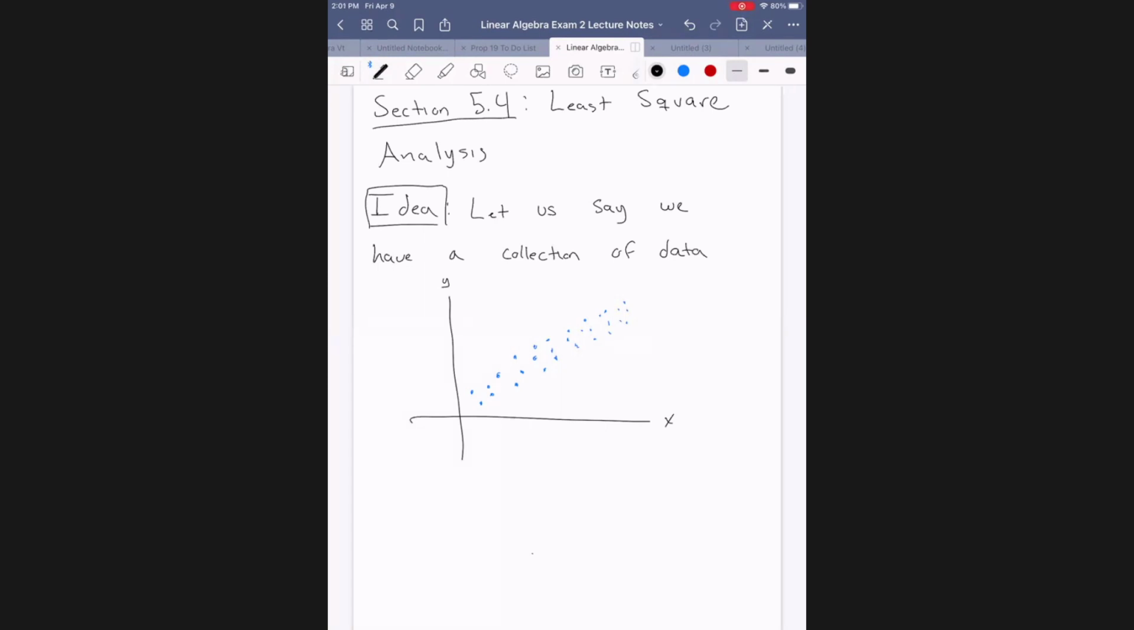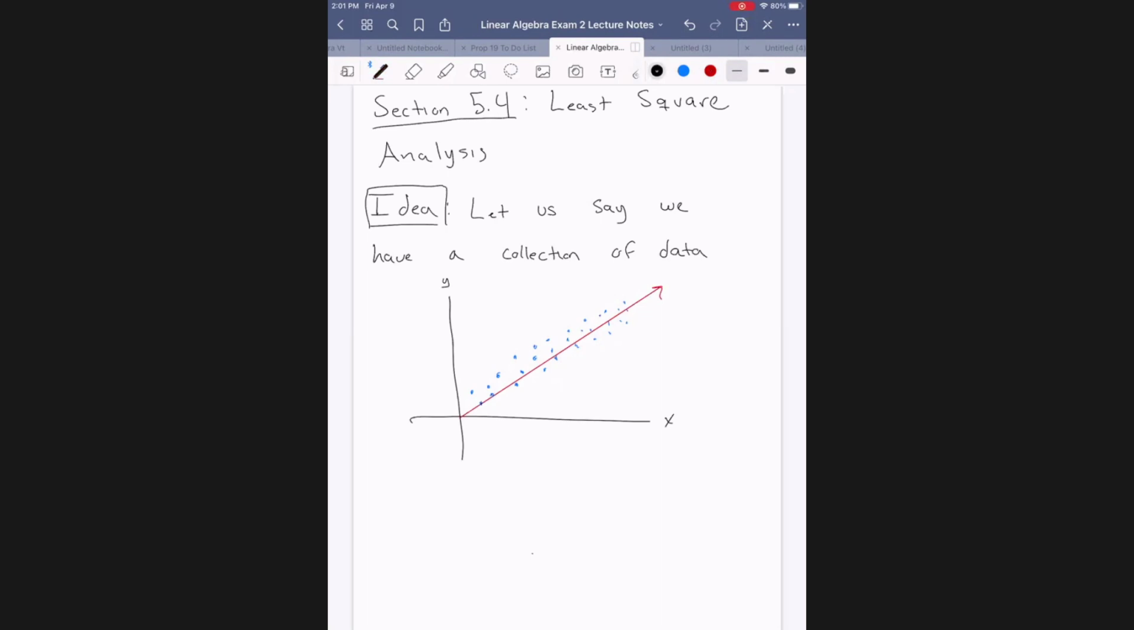Well, I mean, you could plot the line going like this. Right? I mean, that one looks kind of okay, right? But I mean, there's lots of other lines you can plot. I mean, this isn't the only one.